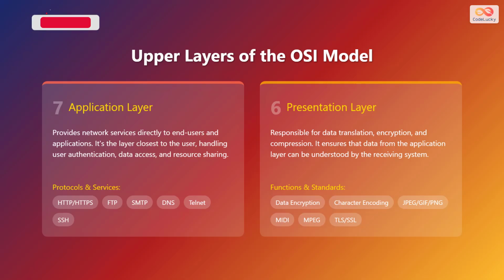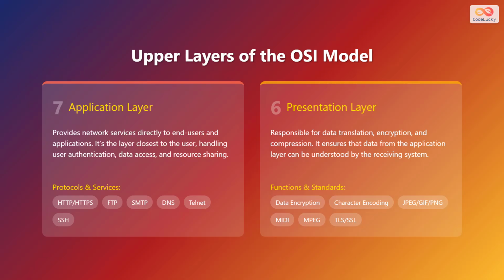Now let's take a closer look at some of the individual layers, starting with the application layer, also known as layer 7. The application layer provides network services directly to end users and applications. It is the layer closest to the user, handling user authentication, data access, and resource sharing. Some of the protocols and services associated with the application layer include HTTP/HTTPS, File Transfer Protocol or FTP, Simple Mail Transfer Protocol or SMTP, Domain Name System or DNS, Telnet, and Secure Shell or SSH.